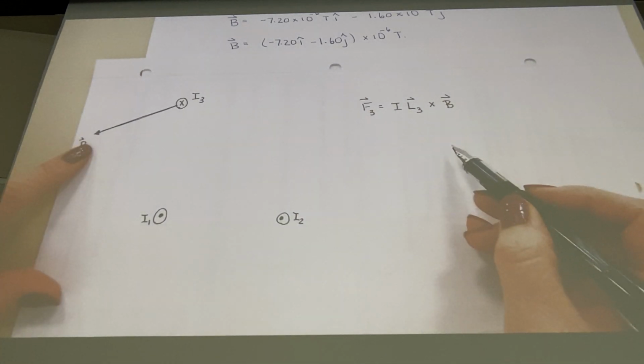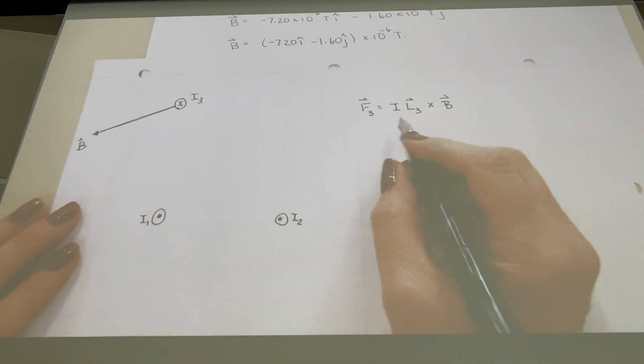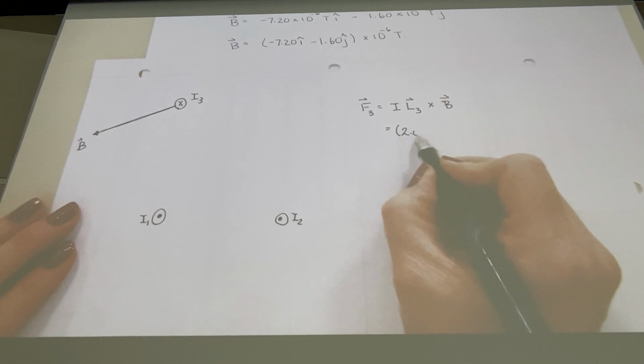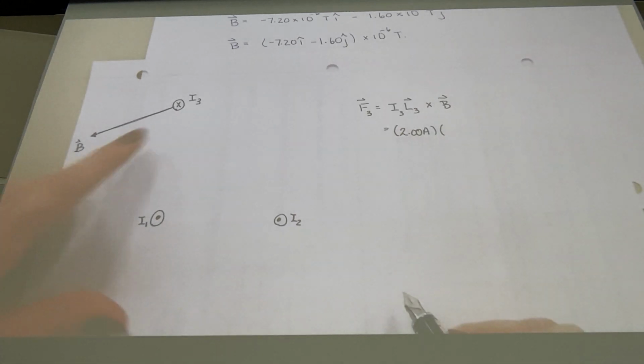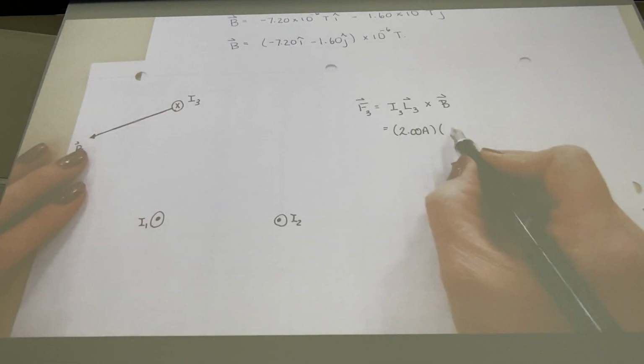Two options here. We can do magnitude, so I times L3 times B times the sine of the angle between them, and then right-hand rule for direction. Or we can do the cross product. I think I'm going to go with the cross product route. So our current I, we were given that was 2 amps. Our length L3, the length is 1 meter. The direction is into the page. That's the negative K direction.